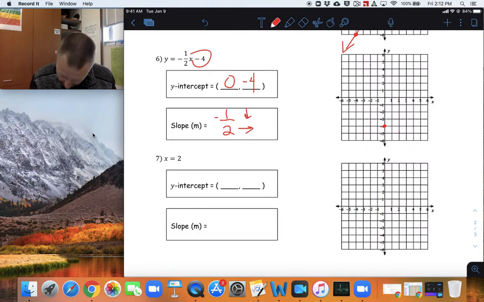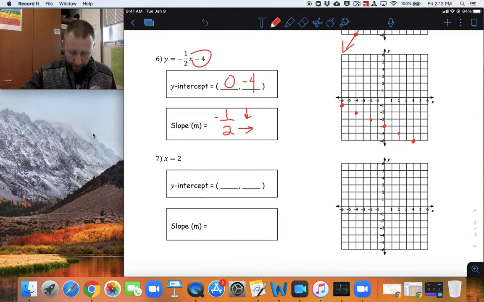Down 1 and to the right 2 is right here. And then I do it again, down 1 and to the right 2. And then I can't go any further. I ran out of lines, can't go down anymore. So I go back to my beginning point and do the reverse. Do the opposite. Go up 1 and to the left 2. Up 1 and to the left 2. Up 1 and to the left 2. And that's where I run out of space.